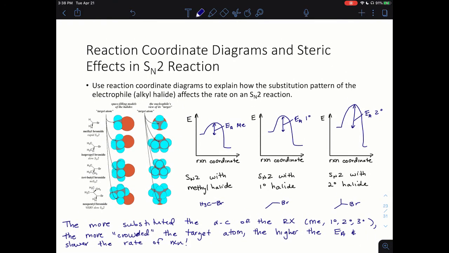As you move from the alpha carbon being methyl to primary to secondary, you have a more and more crowded attack, right? The target atom is more and more occluded. And so the activation barrier gets bigger and bigger to reflect that, right? So the more repulsion when the nucleophile is attacking that alpha carbon, the higher the activation barrier and the slower the reaction.